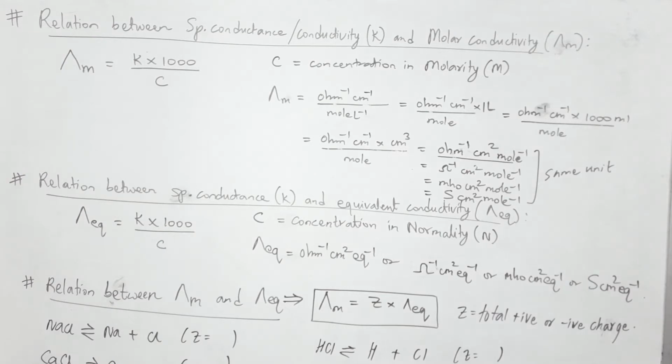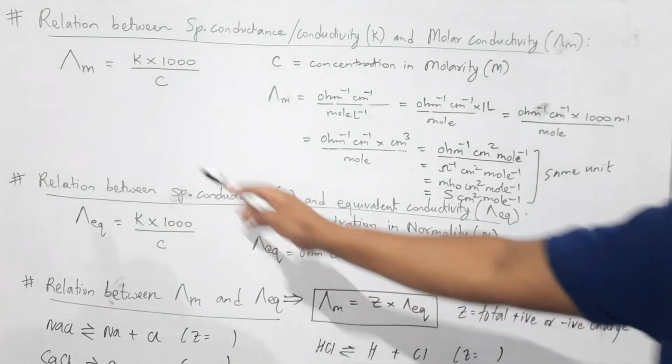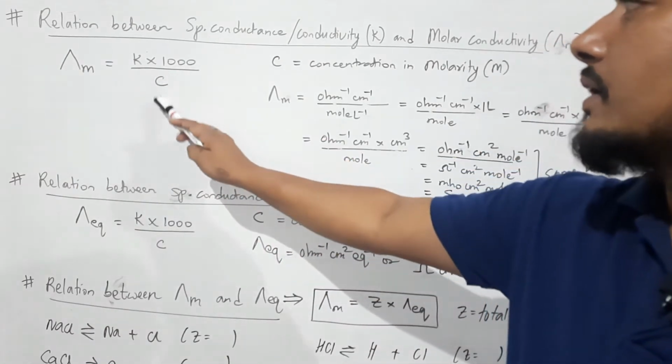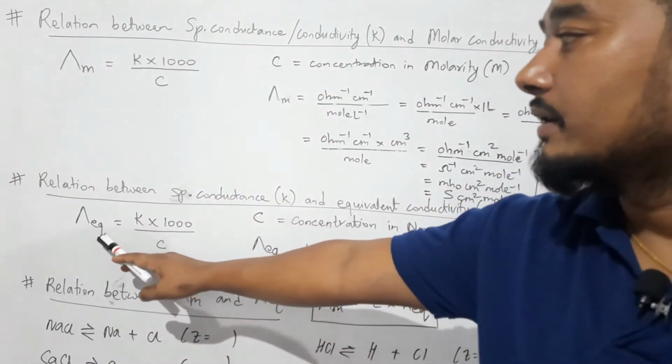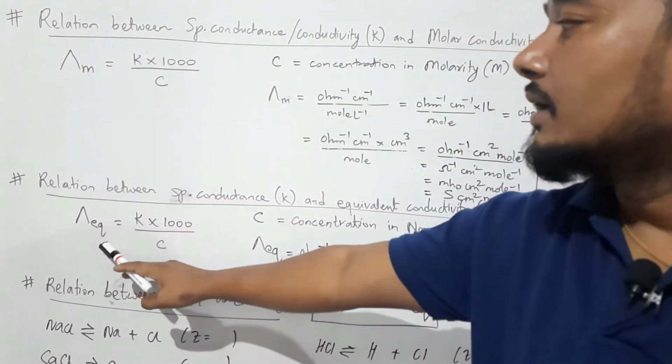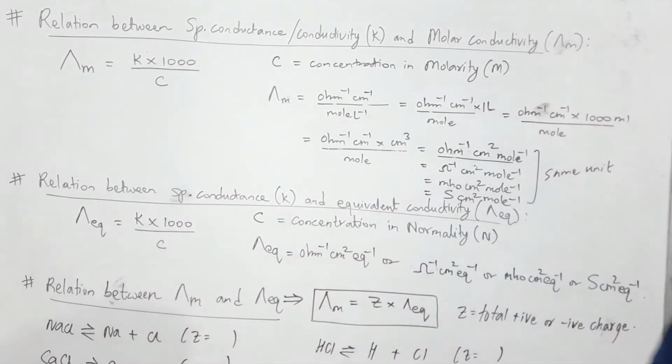Now we go to the second part: the relation between specific conductance, again kappa, and equivalent conductance, capital lambda EQ. Again, the relation is similar to the above. In the above case we got lambda m is equal to kappa into 1000 by C. Whether you are finding the relation between lambda m and kappa, or lambda EQ and kappa, you get the same kind of relation.